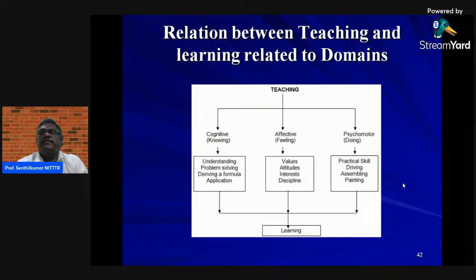What is the relation between teaching and learning? In what way do we have to engage the student in different ways? In this, cognitive, affective, and psychomotor. Cognitive is the knowing: knowing things, understanding, problem solving, deriving a formula, and application. Affective is feeling, values, attitudes, interest, and discipline. And psychomotor is practical skill: driving, assembling, painting.